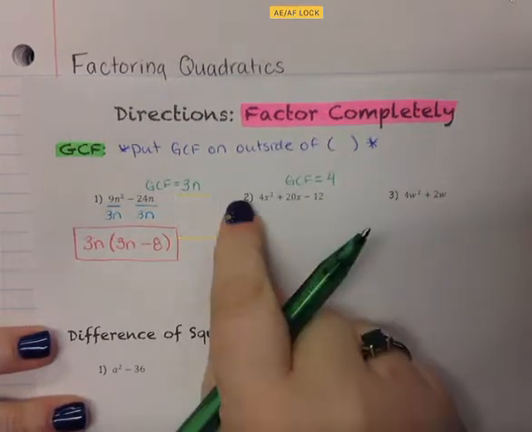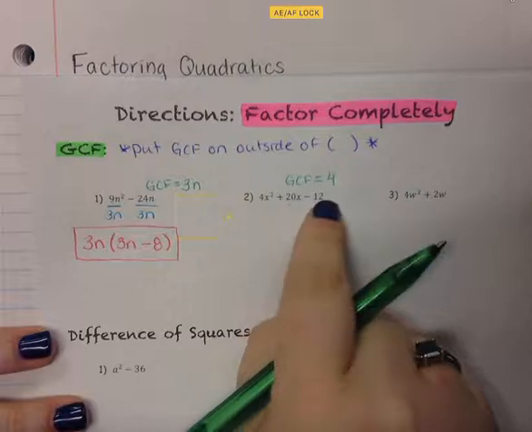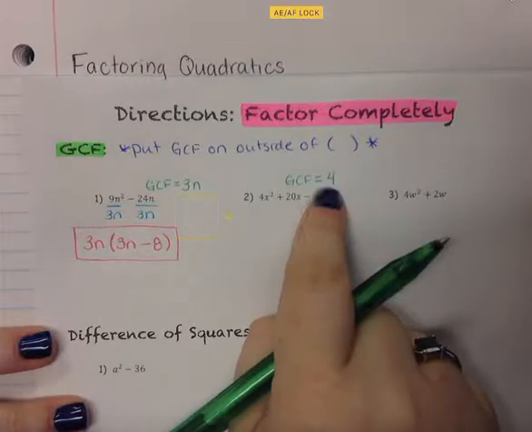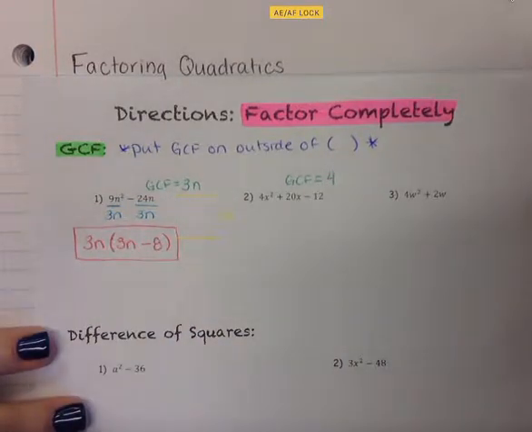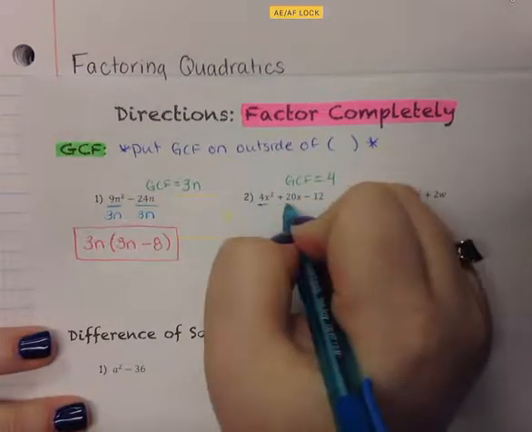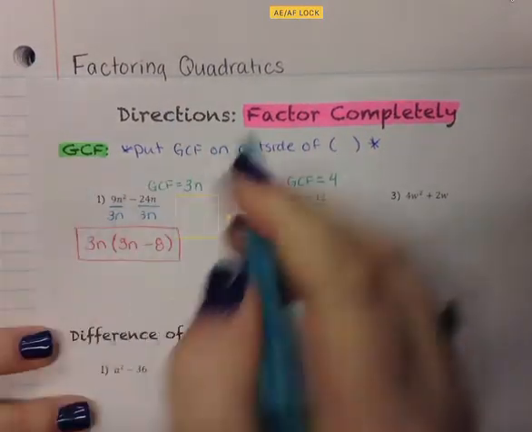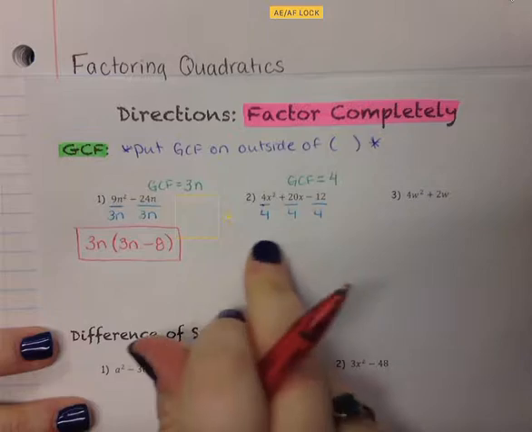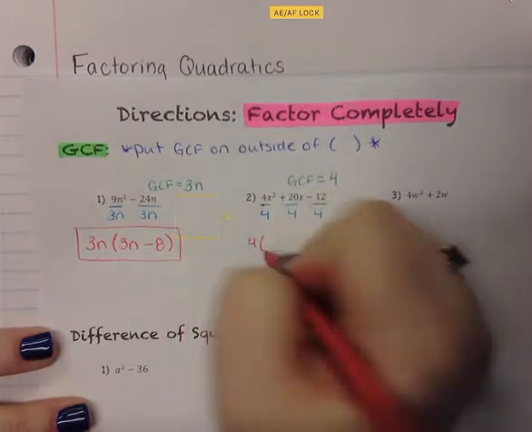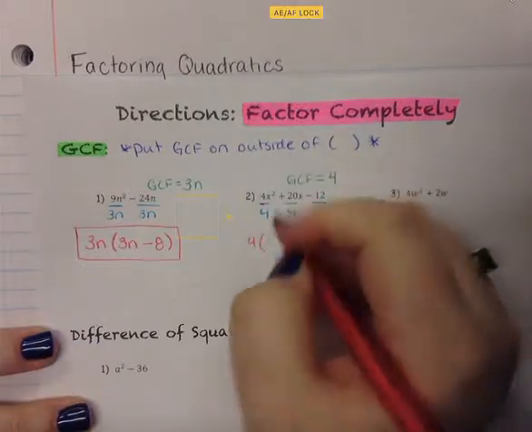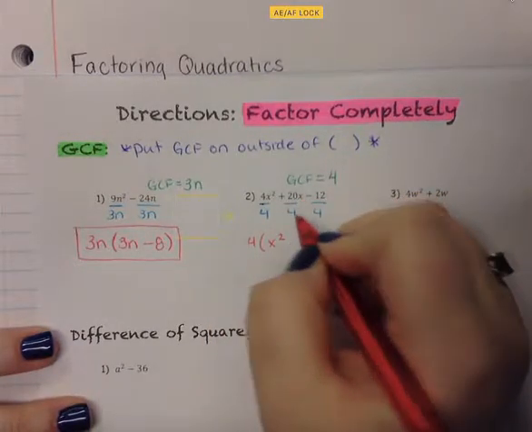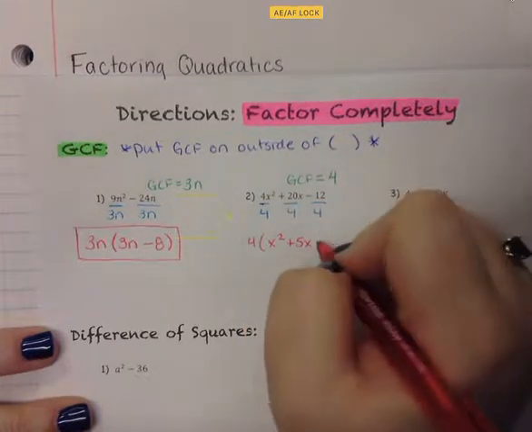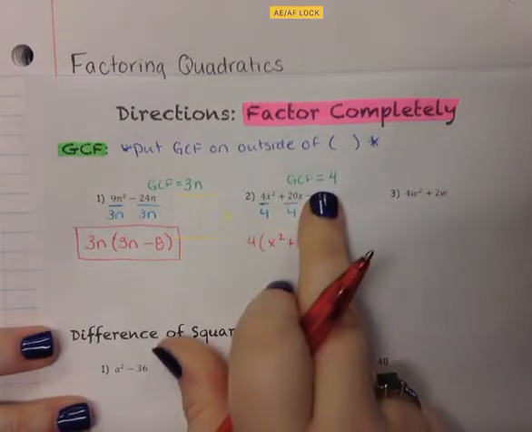Then I look for letters. I have an x, no x. So because it's not common, I know my GCF does not have a letter with it. So my GCF is only 4. That means I can divide all of my terms by 4 because that's the common part. And we're going to write out our GCF on the outside of a parentheses, and then we're going to divide. 4x squared divided by 4 is x squared. 20x divided by 4 is positive 5x, and negative 12 divided by 4 is a negative 3. Close parentheses because that was the end of the problem.